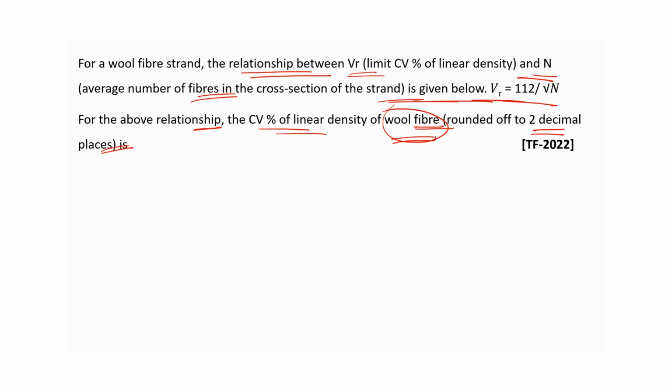So for wool fiber, VR is 112 upon root n, where n is the number of fibers. Also, in general, VR dash, the CV percent in general, is 100 by root n. So for the CV percent of the linear density of wool, what would be the formula?